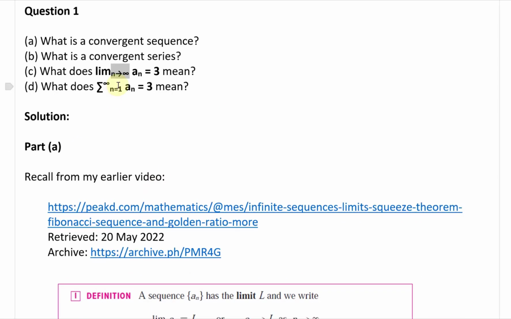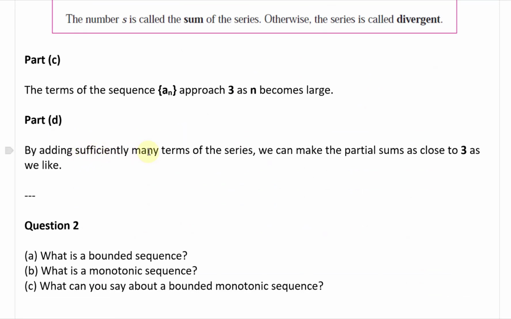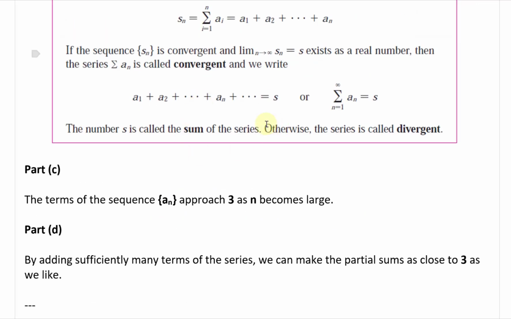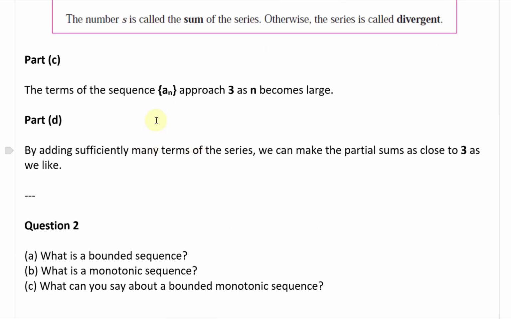So now the summation of the terms is approaching 3. By adding sufficiently many terms of the series, we can make the partial sums as close to 3 as we like. So again, with a convergent series, we're dealing with partial sums approaching a limit. And with the sequence, we're just dealing with the numbers themselves, the list of numbers, approaching 3.